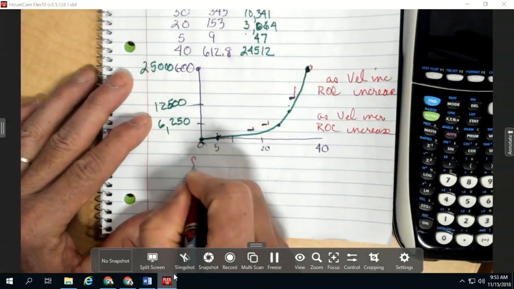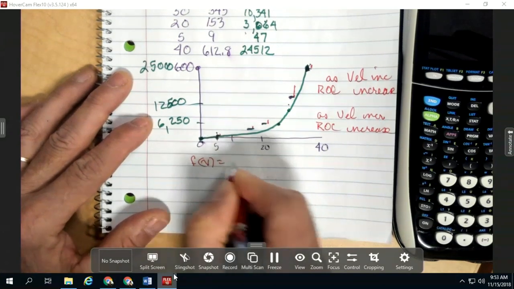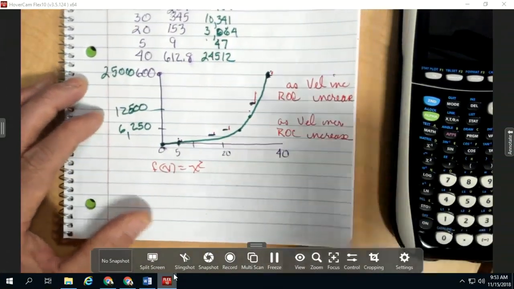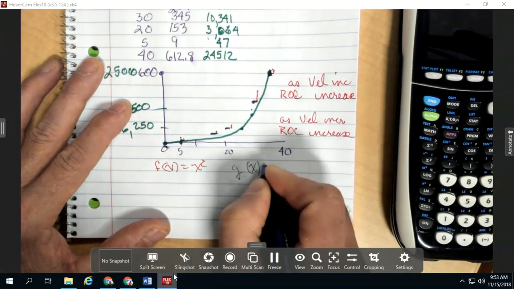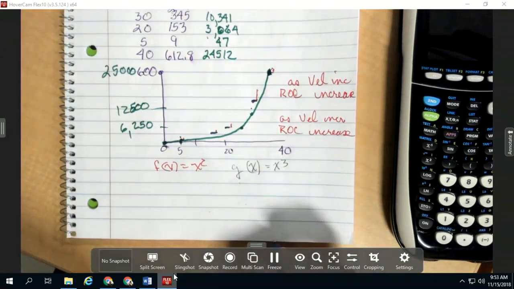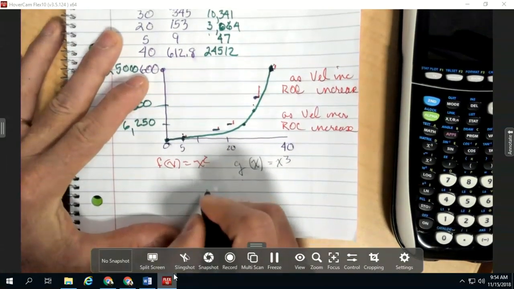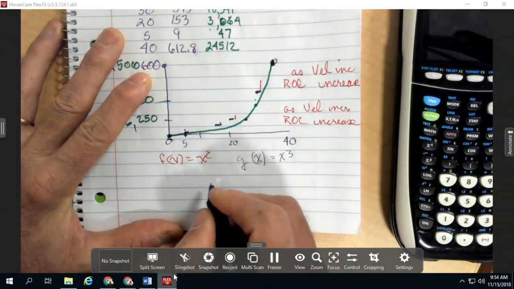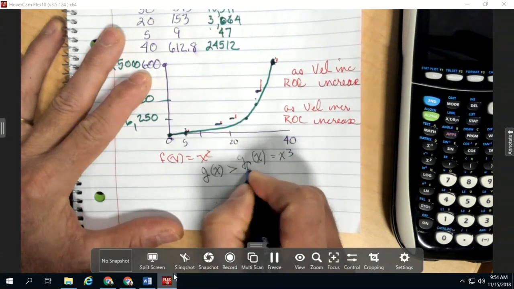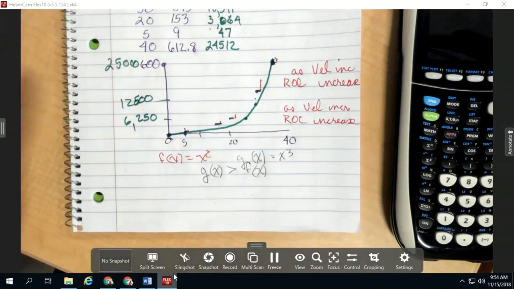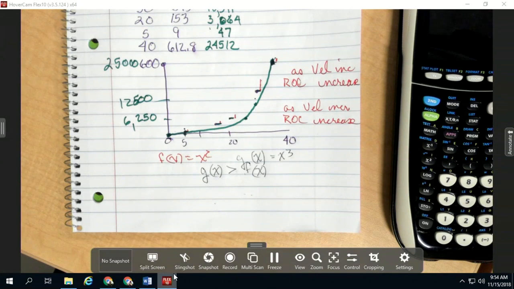If we had f of x, which is x squared, and we compared it to g of x, which is x cubed, are there any numbers for which g of x is greater than f of x? Where if you square a number and you cube a number, the cube is going to be bigger. Is it every number that's over 1? Every number.